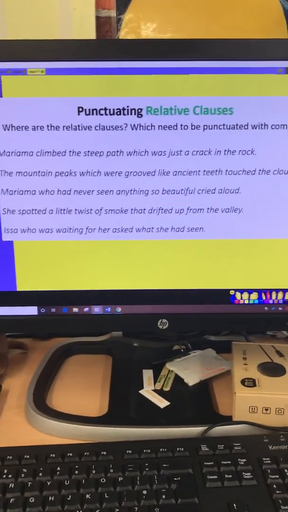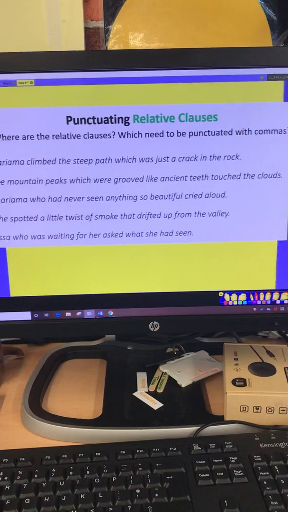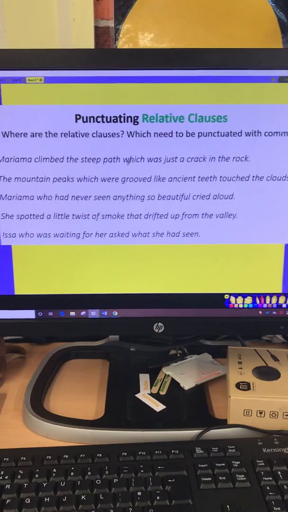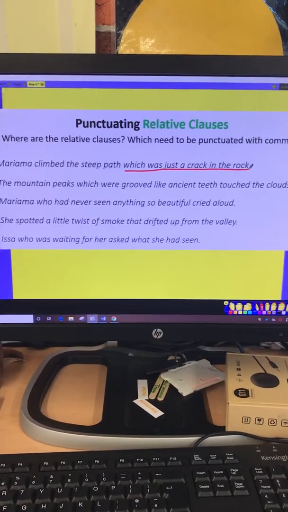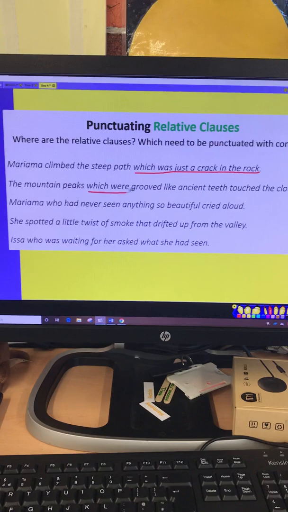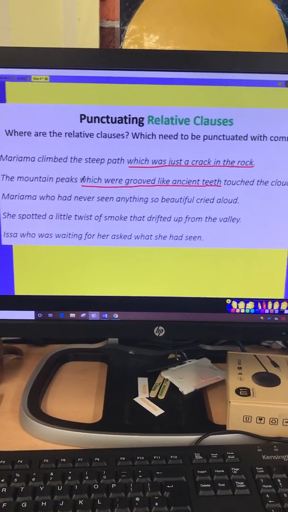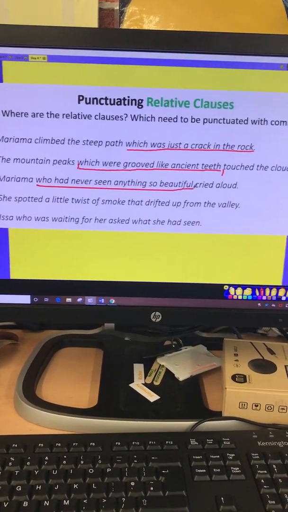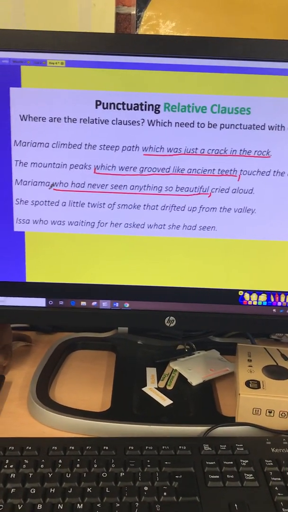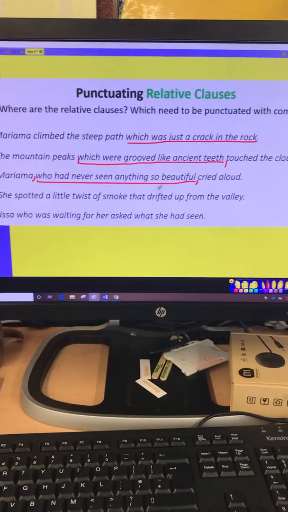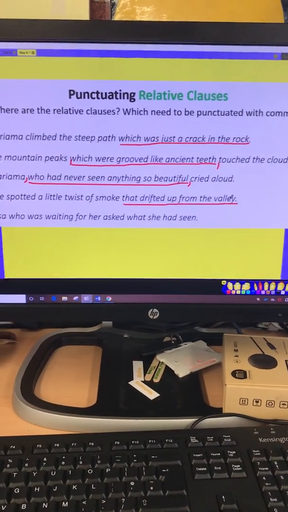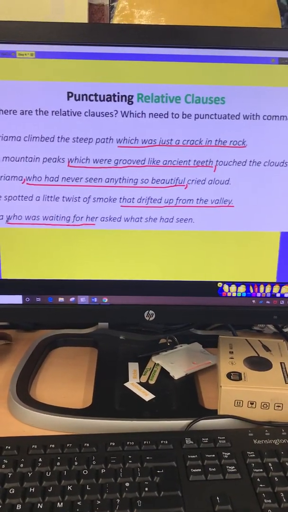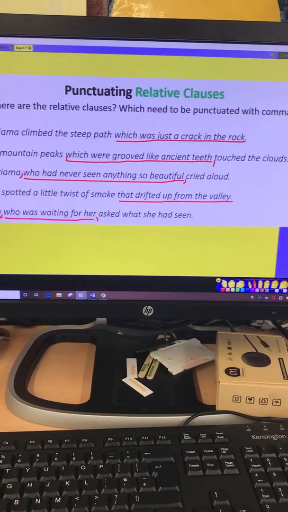Pause the video. Where are the relative clauses which need to be punctuated with commas? So hopefully you've paused and had a go. So here is our relative clause, doesn't need a comma. Here is our relative clause, okay, this does need a comma because it's in the middle of the main clause. Here is our relative clause, again it needs commas because it's splitting the main clause. Okay, here is our main clause, the relative clause is at the end, we don't need any commas. Here we go, again in the middle, so we need to have those commas.